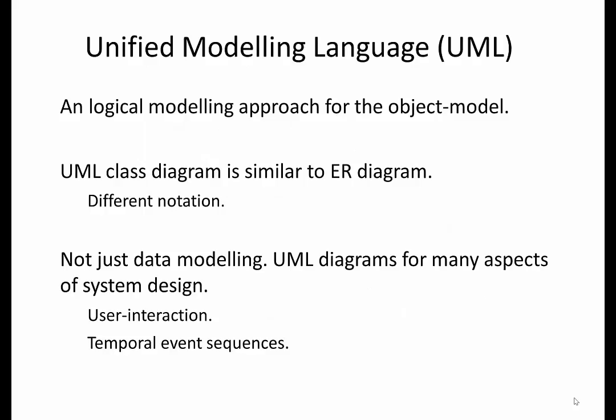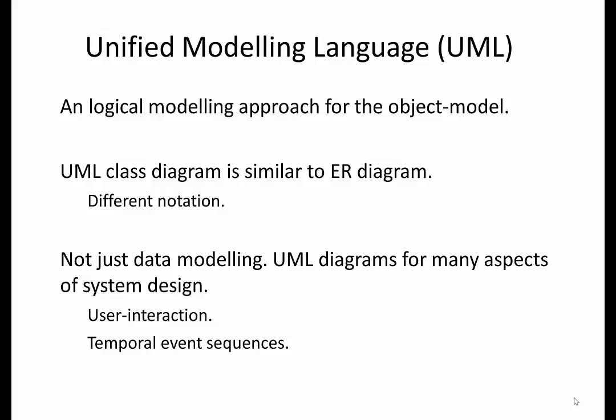All right, really finally. Okay, so that's your entity relationship modeling. Now we're just going to really briefly look at UML, and I'm going to go straight through. UML is a logical modeling approach for the object model. They use similar diagrams to ER diagrams, but they're called class diagrams with a different notation. And as I say, we're going to have a whole lecture on objects later on.